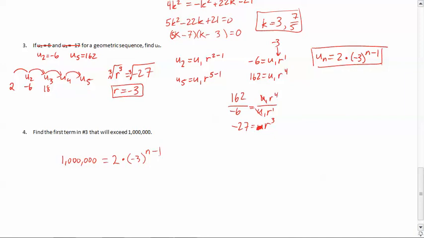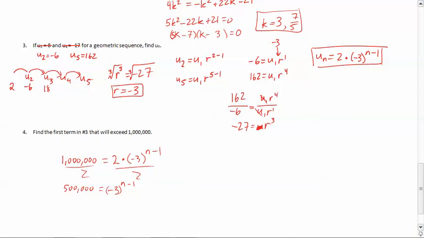And yes, that is going to require using a log, because we're going to have to find out which term n is. Now, it might be a decimal. If it is, then we just go, you have to round up, because it has to be exceeding 1 million. So let's go ahead, we'll divide by 2, which is going to give us 500,000 is equal to negative 3 to the n minus 1 power. And so now we should be able to go ahead and do some math to solve for that.